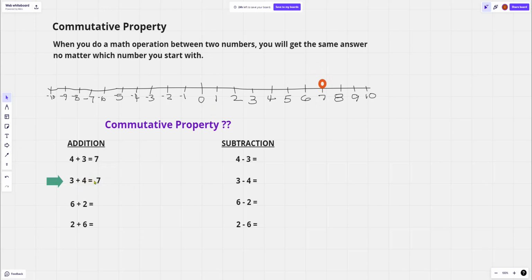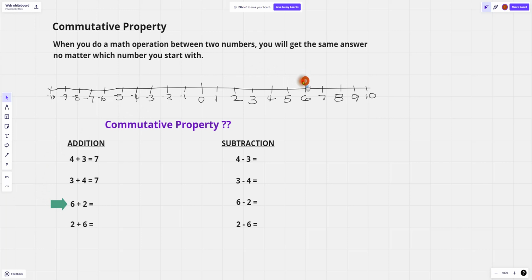Well, what if I switch the numbers to other numbers? Let's try it. Let's experiment with some other numbers. We're going to start with 6 and 2 now. What if when I do 6 and 2, if I start with 6 and I add 2, will I get the same answer as when I start with 2 and add 6? So we're going to start with 6 and add 2.